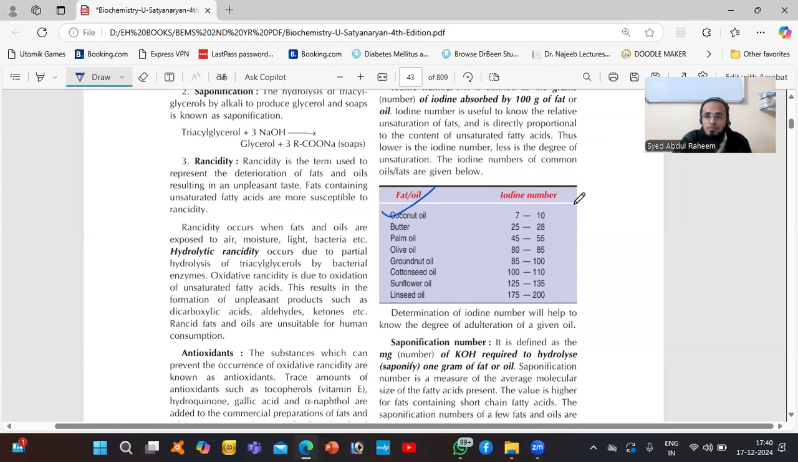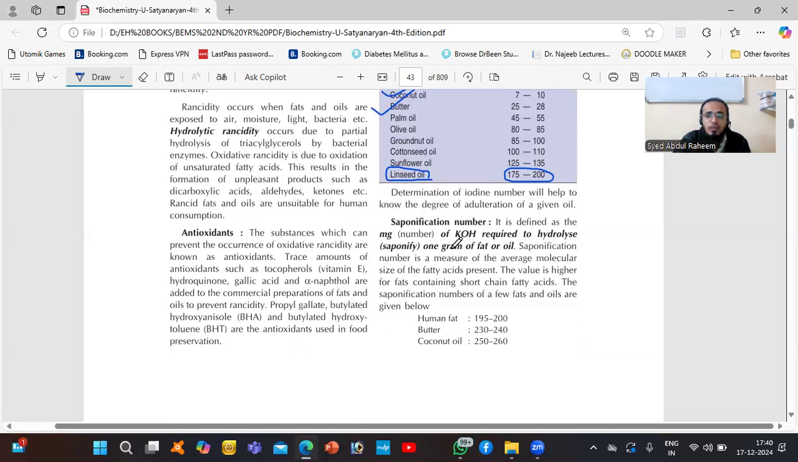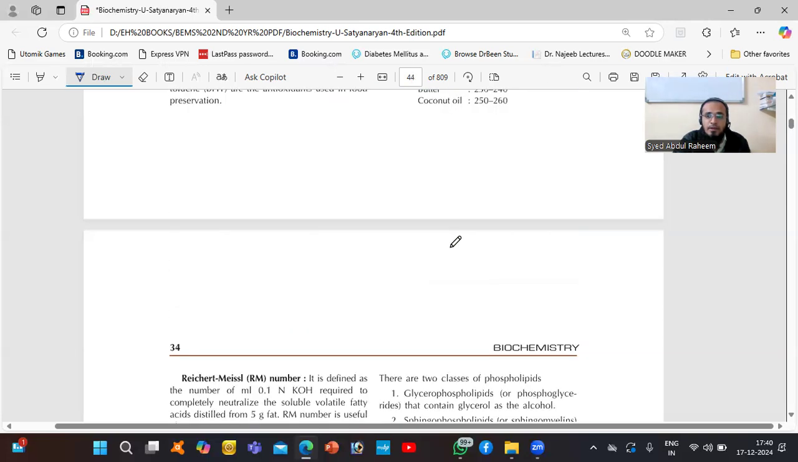Coconut oil is the most unsaturated oil. Okay, butter, palm oil, olive oil, linseed oil. So linseed oil is very good. Iodine numbers are higher. Then after that sunflower oil, cottonseed oil, groundnut oil, olive oil, palm oil, butter, corn. So this is the thing we have to remember.